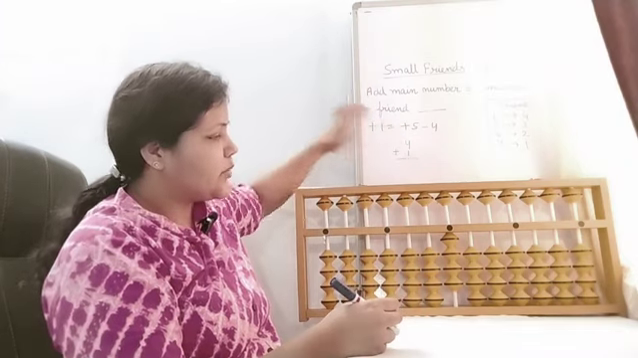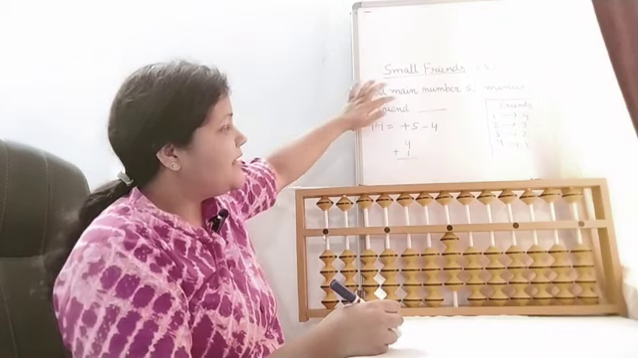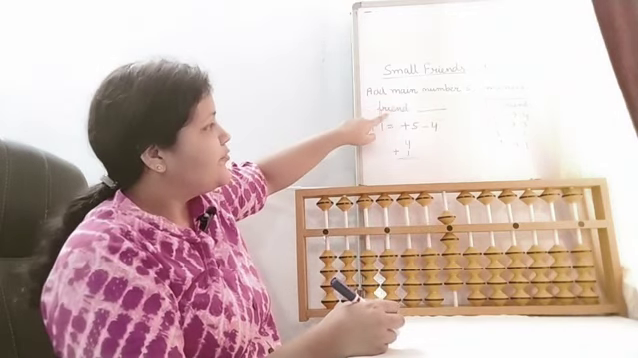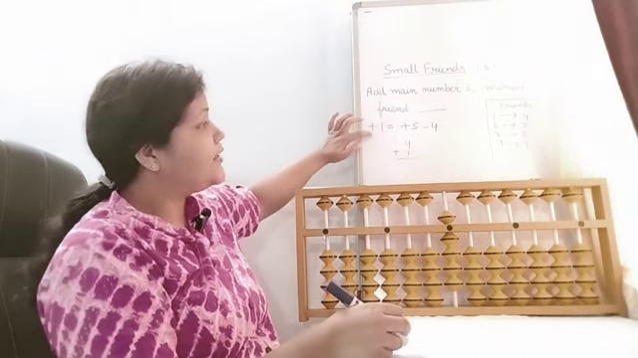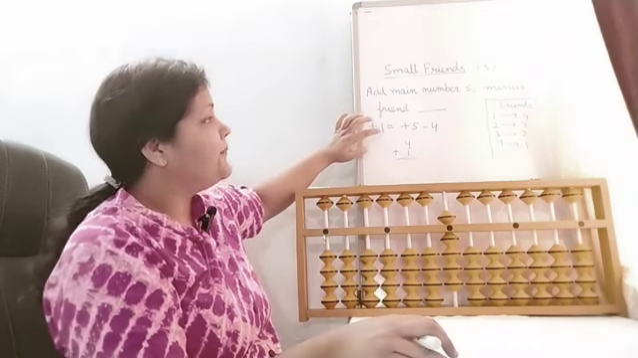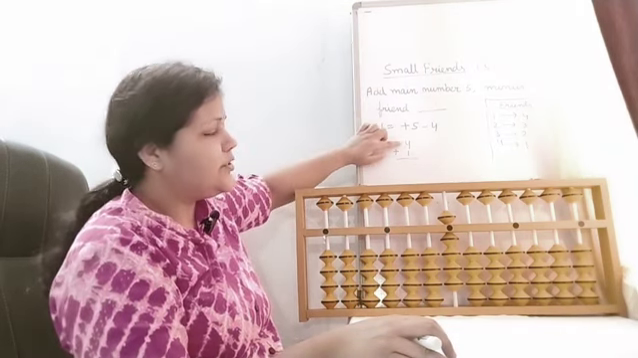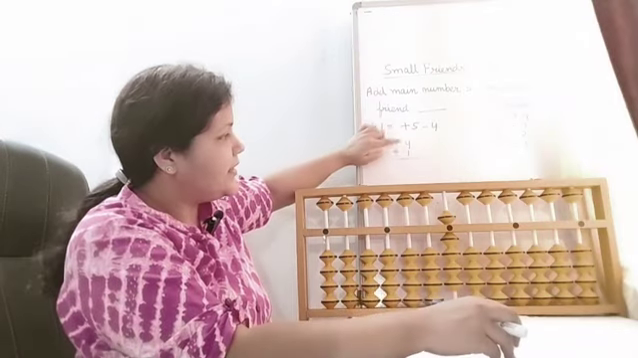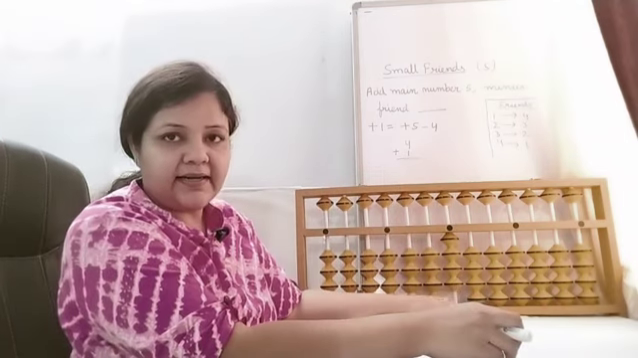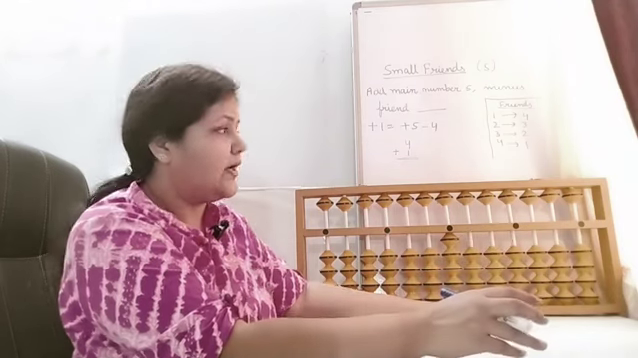Now 4 plus 1. We have to add 1 here. Formula is add main number 5, minus friend. Friend of which number? Friend of 1, because we are adding 1 here. So I'll repeat once again. Now we are adding 1 to 4. Our question is 4 plus 1. We cannot add 1 directly. This is 4, but we don't have a lower bead. So we'll have to use some formula.